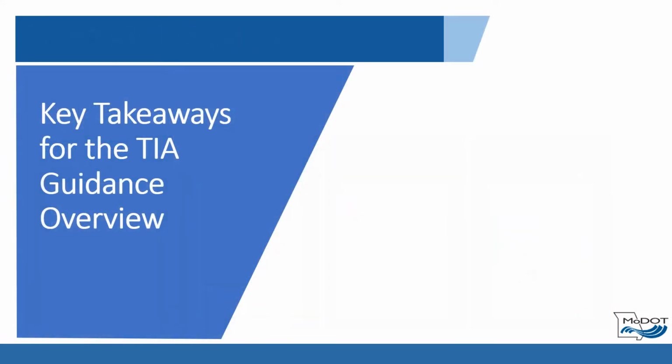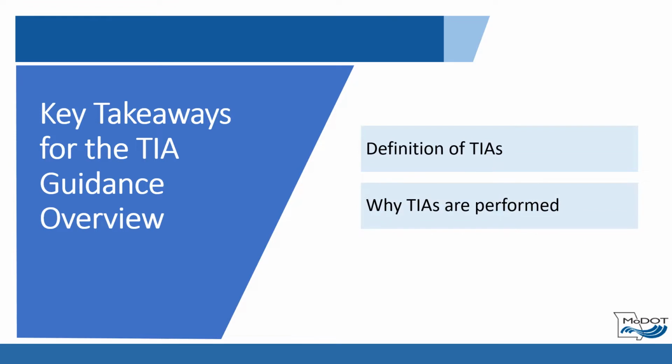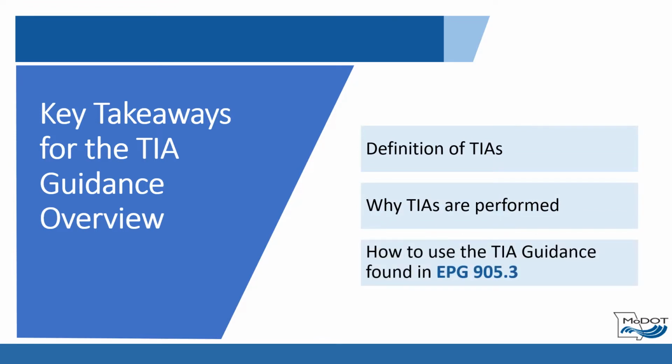It is important that the connection between the TIA guidance and project development and scoping is identified early so the best decisions can be made for good transportation investments. The revisited key takeaways from the module include the definition of a TIA, why TIAs are performed, and how to use the TIA guidance found in EPG 905.3.